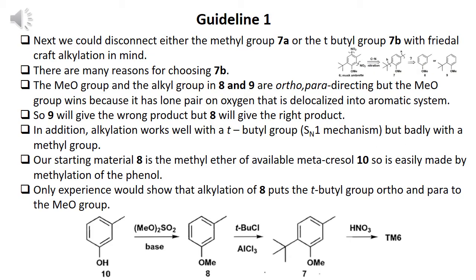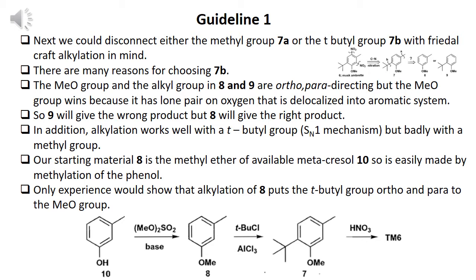Now next we could disconnect either the methyl group 7A or the butyl group 7B with Friedel-Crafts alkylation in mind. Just for reference I have pasted the smaller disconnection which we did on the previous slides. You can see that we can do the 7A disconnection or the 7B disconnection. There are many reasons for choosing 7B. Why are we choosing 7B?